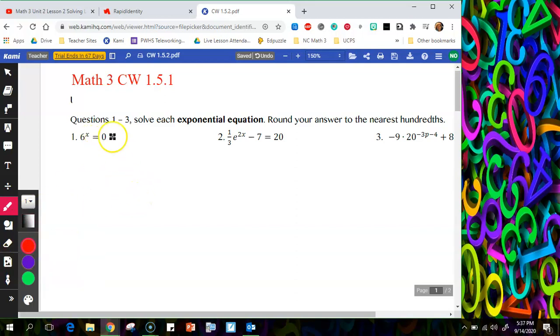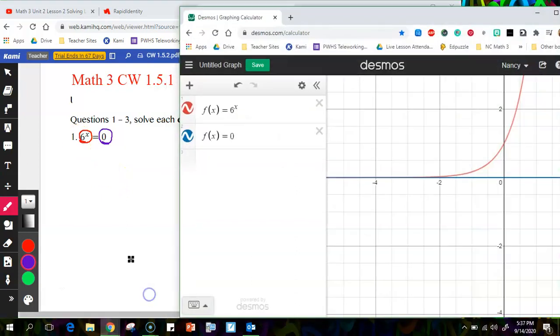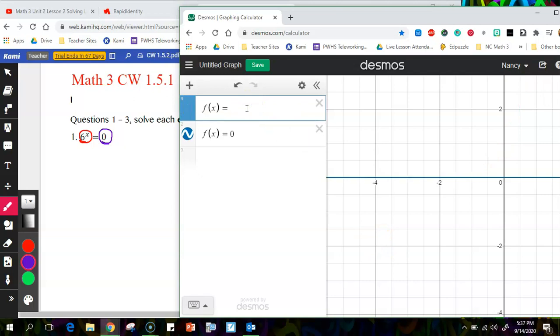What you do on Desmos is you take one side of the equation, the 6 to the x power, and you put it on one line. And then you take the other side of the equation, which is the 0, and you put it on the other line. Let me show you what I'm talking about. So here's Desmos. Go over to Desmos and type in f of x on 2 different lines. f of x equals.